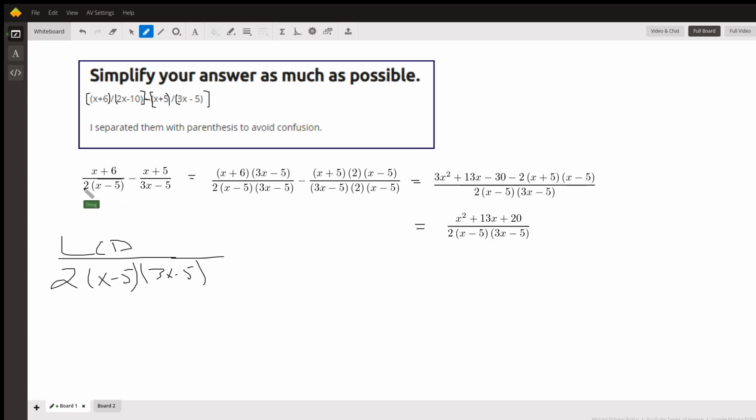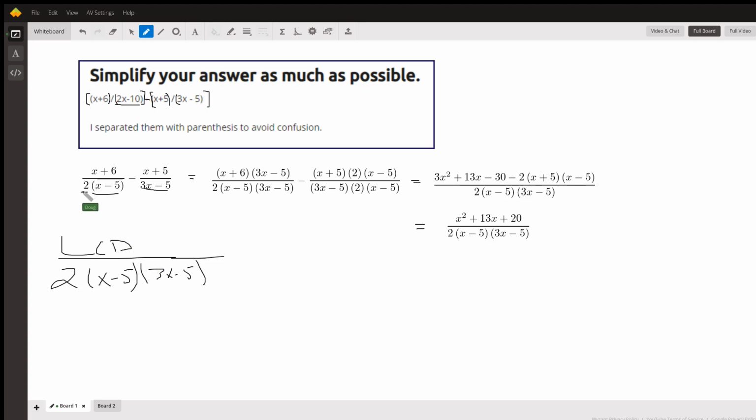So to make sure we're getting the correct common denominator, let's factor the 2x minus 10 and rewrite it as 2 times the quantity x minus 5. 3x minus 5 for the second denominator does not factor. So the LCD consists of all these different factors: 2 times x minus 5 times the quantity 3x minus 5.